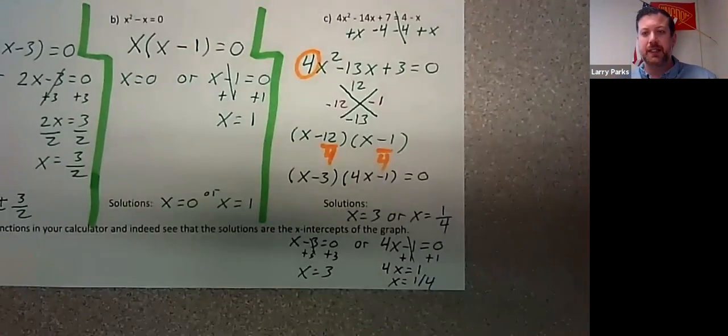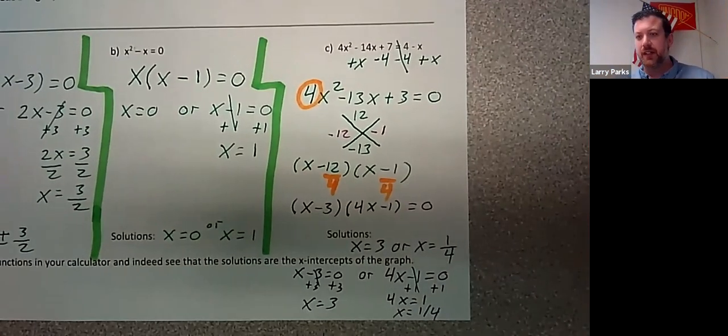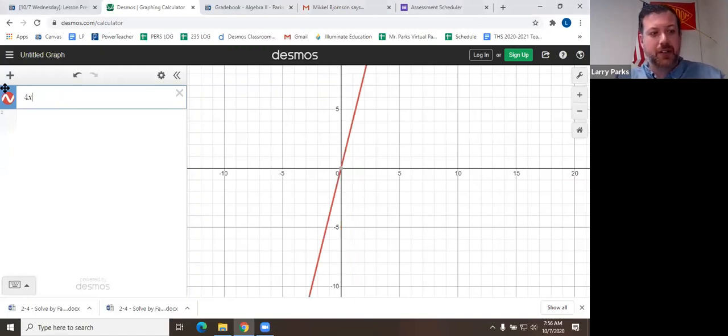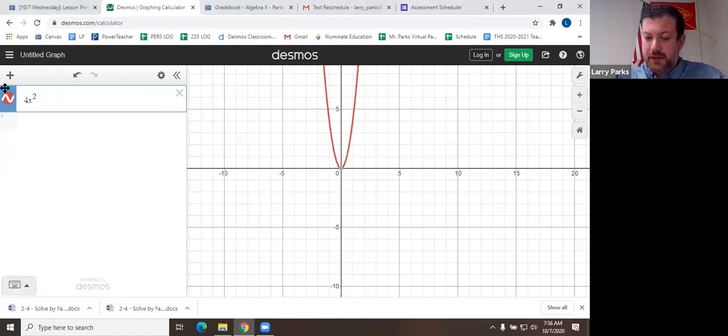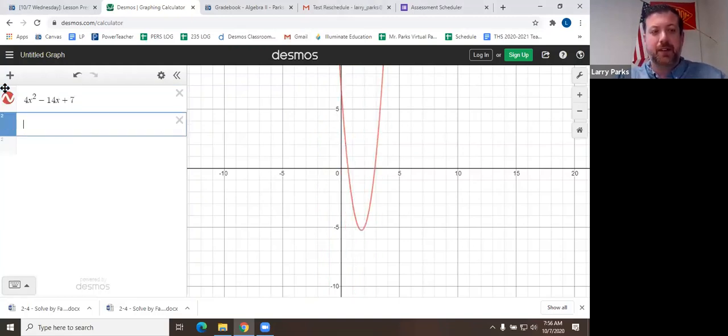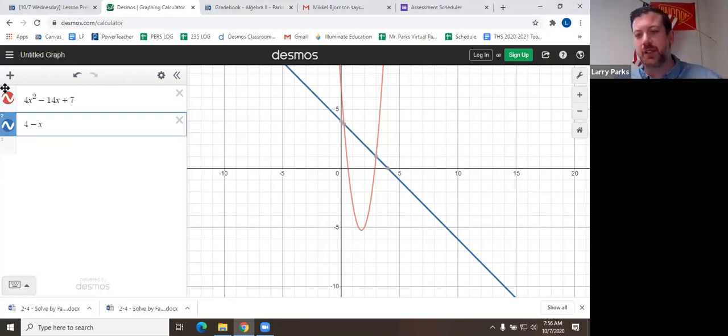So when I plug this in, I should get a true statement. Now let's go see what this really looks like. So the left side of the equation looked like this. We had 4x squared minus 14x plus 7, which was a quadratic. The right side was a line. It was y-intercept of 4 with the -1/1 slope. And so what we're really looking for is when does this parabola cross this line.